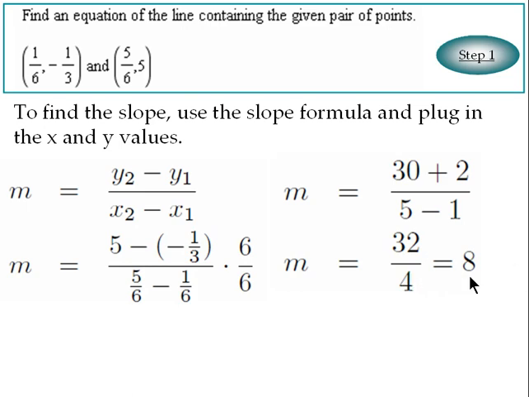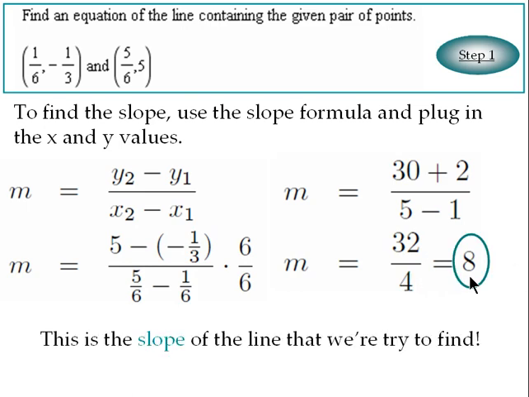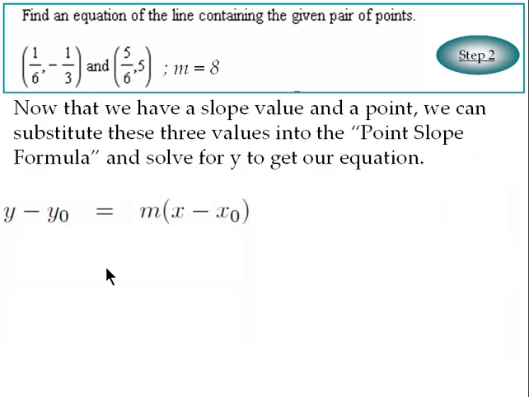So now I have my slope. I'm done with my first big chunk of the problem. So I've got the slope, I've got a point. I'm going to go ahead and use the point slope formula here. y minus y naught equals slope times x minus x naught. I'm going to use the second point since it only has one fraction. It'll be a little easier. And 8 for my slope, and just substitute in. So y naught was 5, x naught was 5/6, the slope was 8.